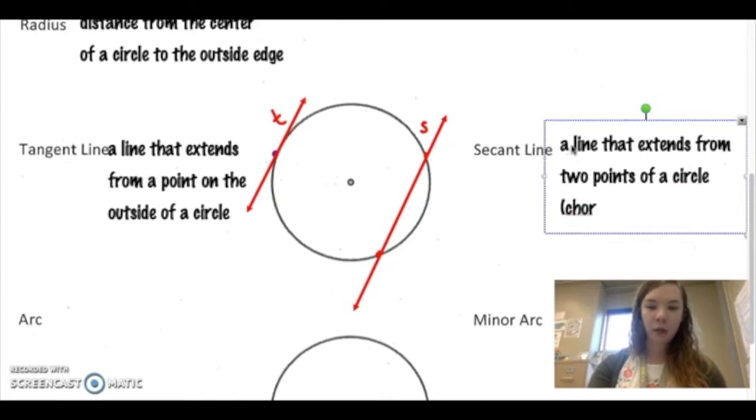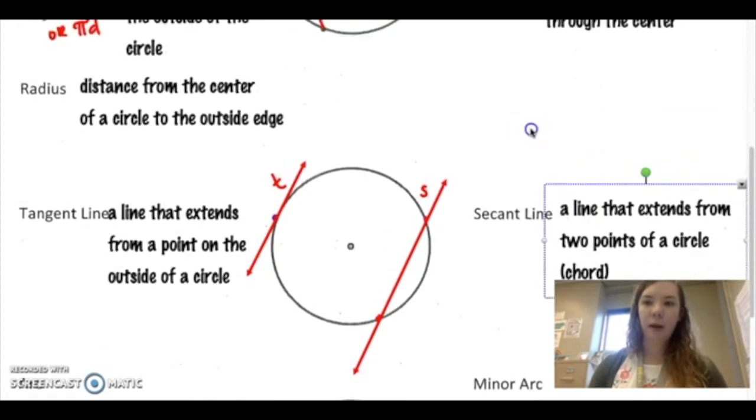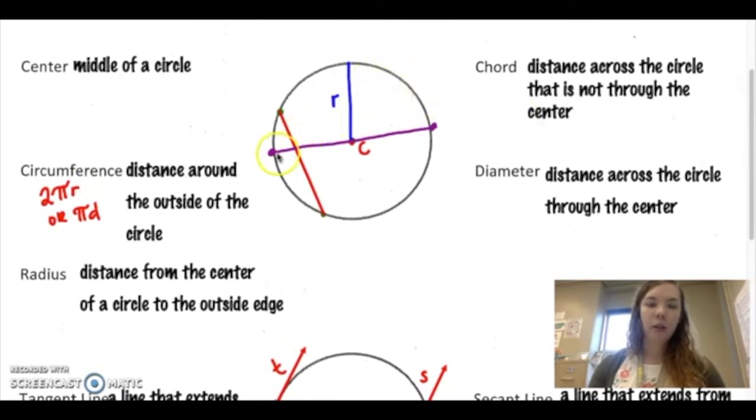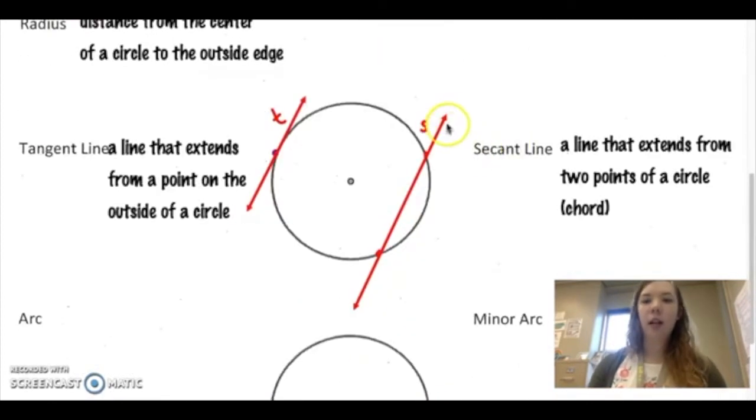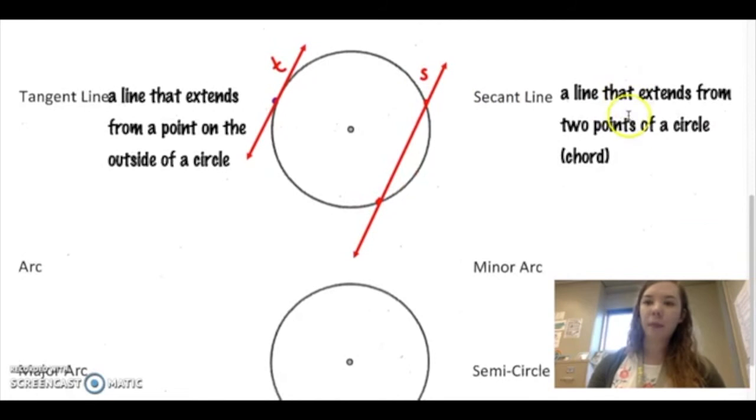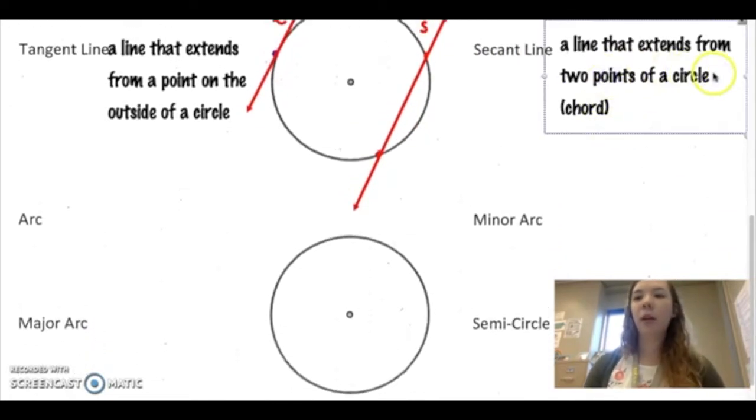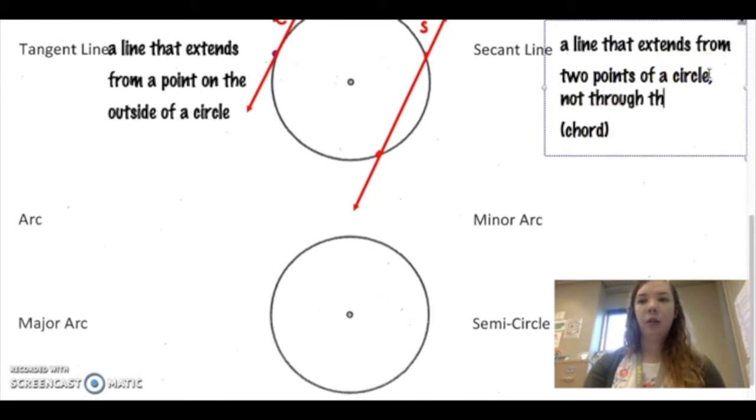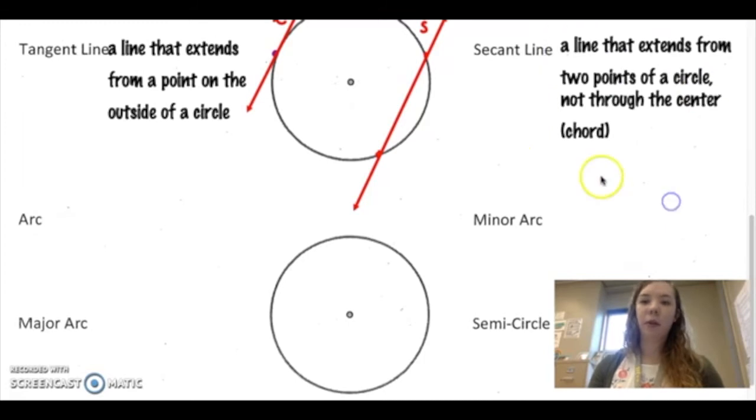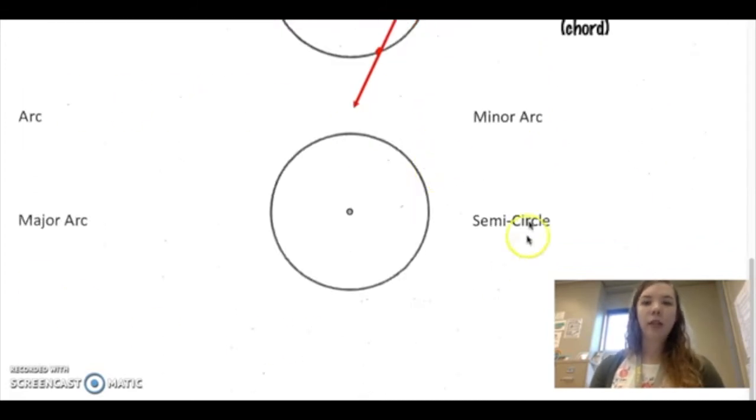Okay, it's similar to a chord from above. But the chord is just a segment. A secant line actually extends. We should probably add that it's not through the center, which is why it's similar to a chord. Okay, we'll do these last 4 on this last circle.